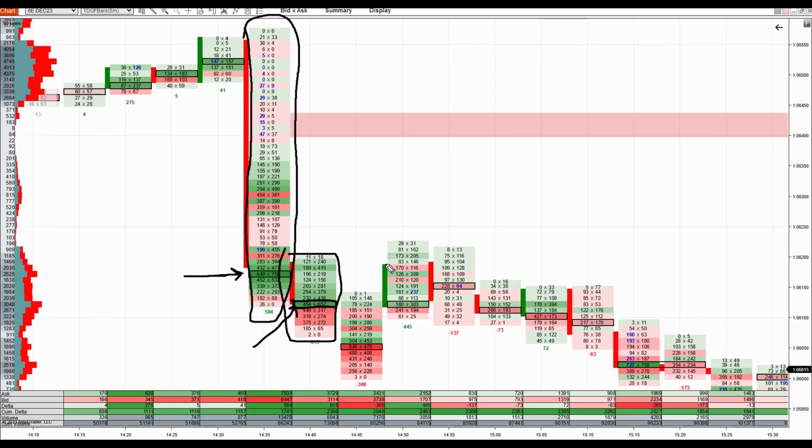Now, what I should mention is that every trading instrument has different typical volumes.